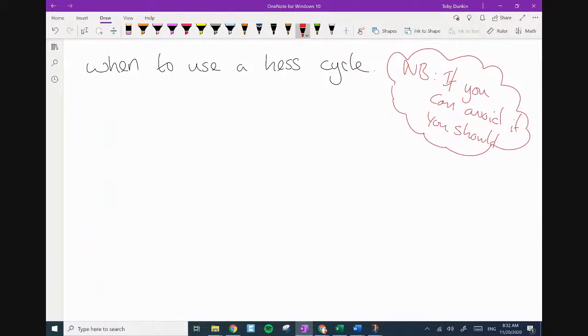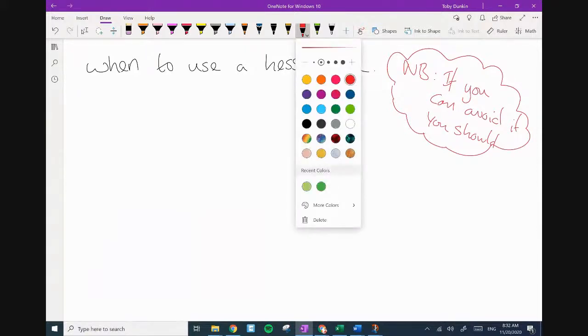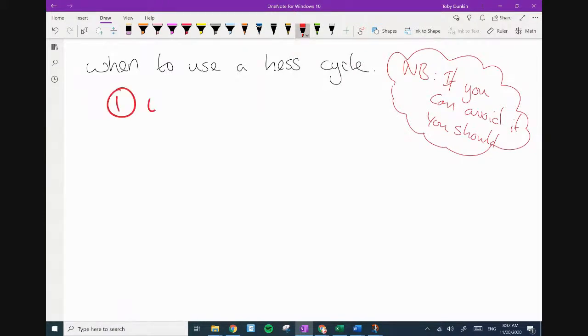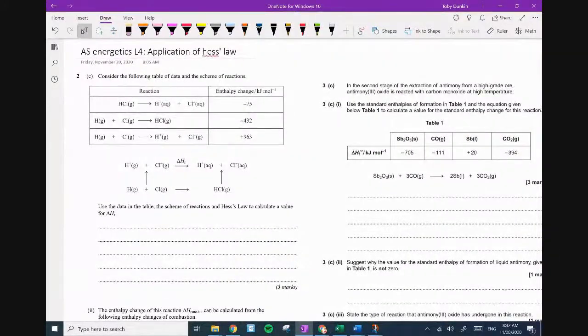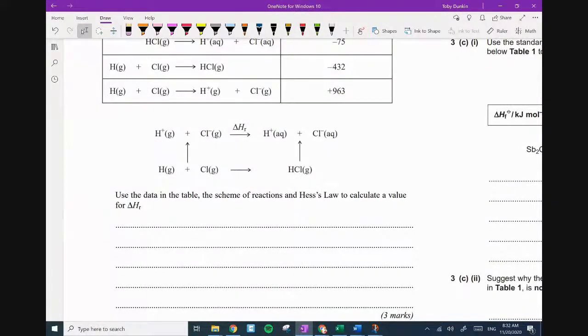So when do we use it? Bullet point number 1: when they force you to. I'll show you what I mean by this. I've got a whole load of exam questions here from Edexcel papers. Question number 1 is forcing you to use a cycle because they are giving you it. And that's fine, because the great thing is they've made it a whole lot easier by providing it.